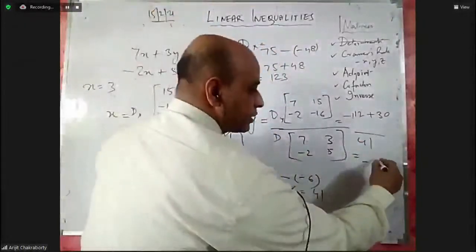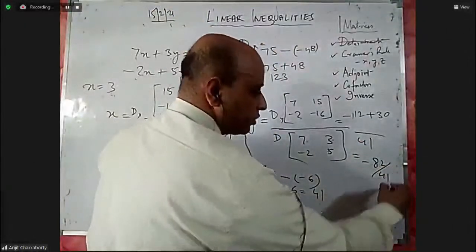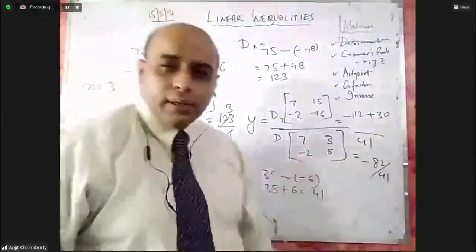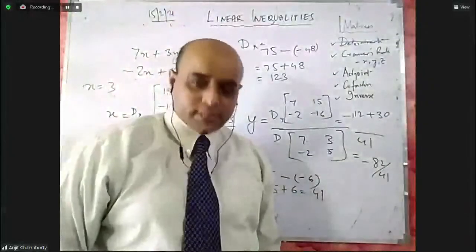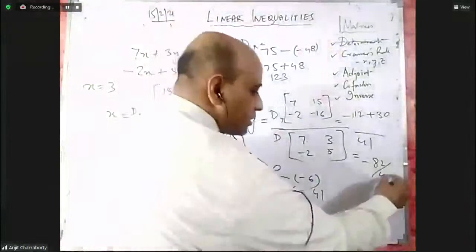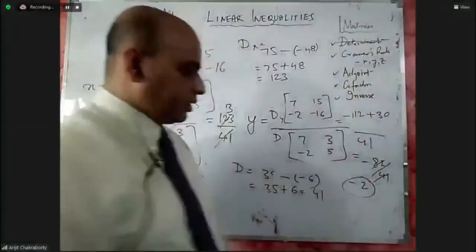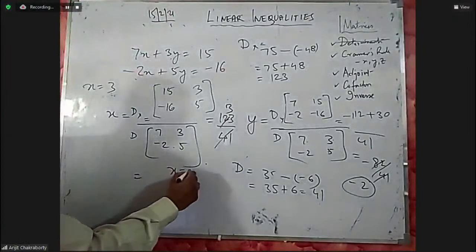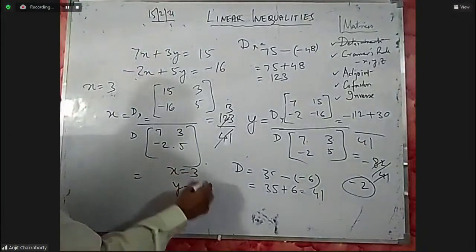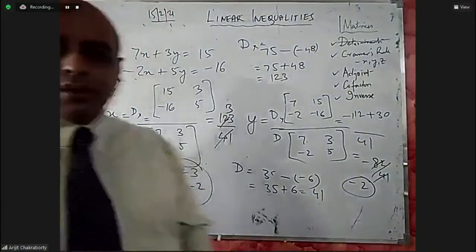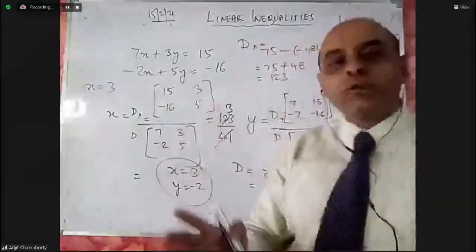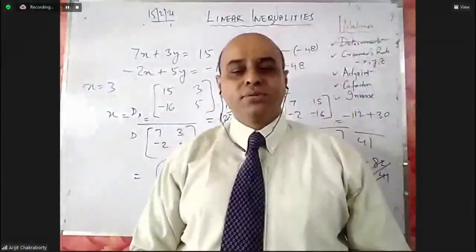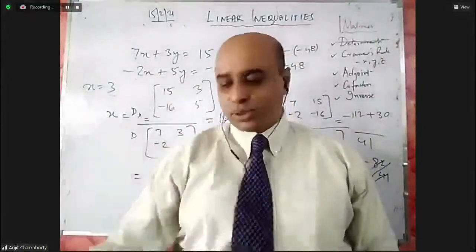So I'm writing minus 82, and the denominator is 41. 41, does it go in 82? Yes, 2 times. So we get -2 as the answer. So y is equal to -2. So the solution is x is 3 and y equal to -2. Right? So I think we are even more clear in terms of how to use Cramer's rule for 2 unknowns.